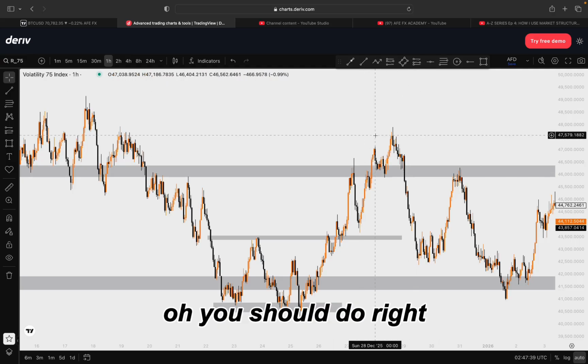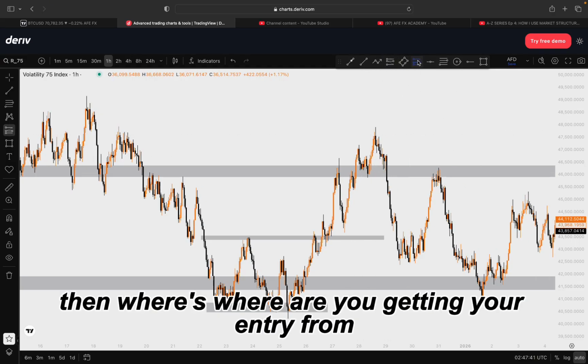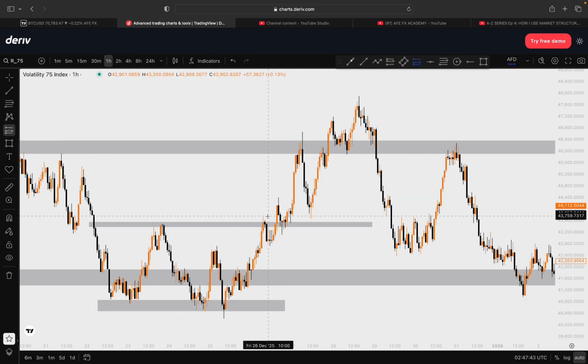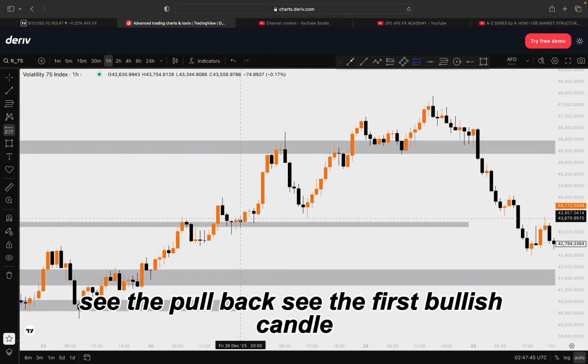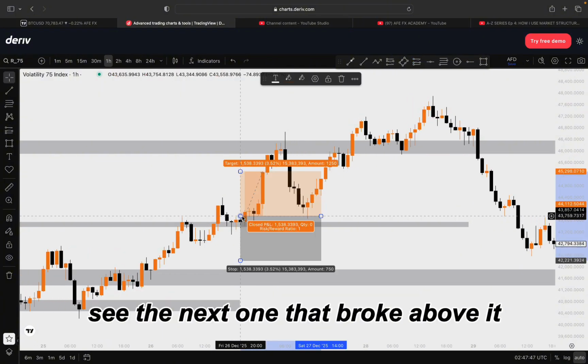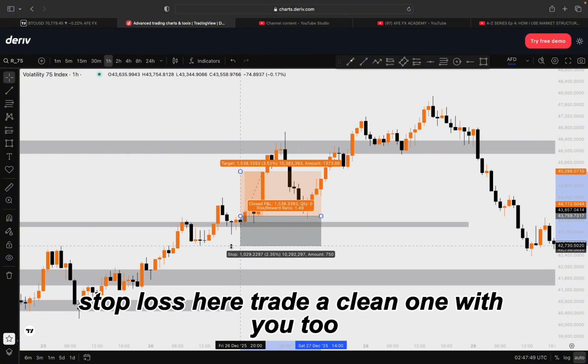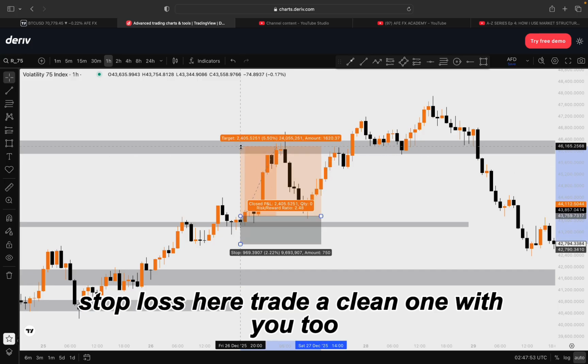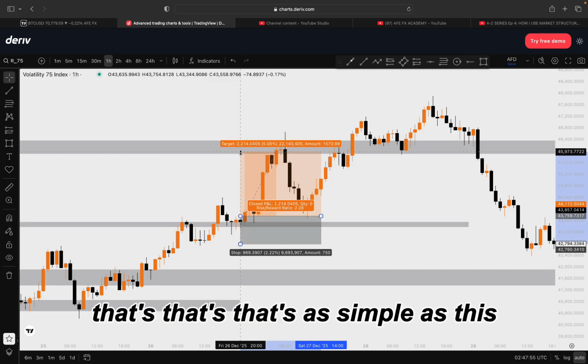1:2, right? Then where are you getting your entry from? See the pullback. See the first bullish candle. See the next one that broke above it. Stop loss here. Trade a clean 1:2. That's as simple as this.